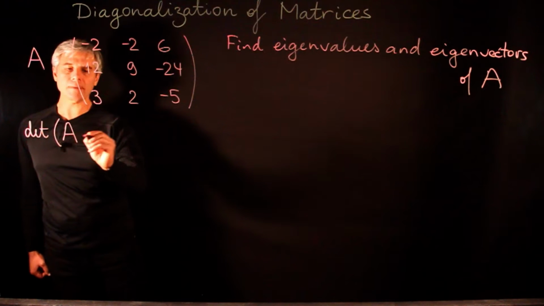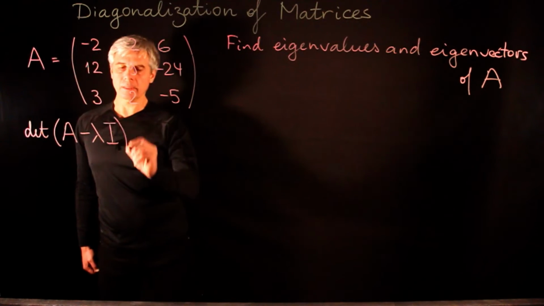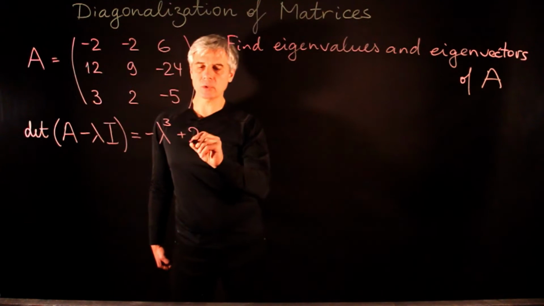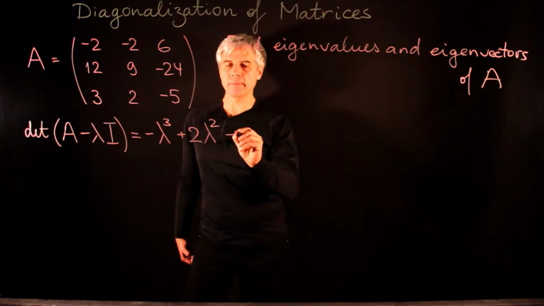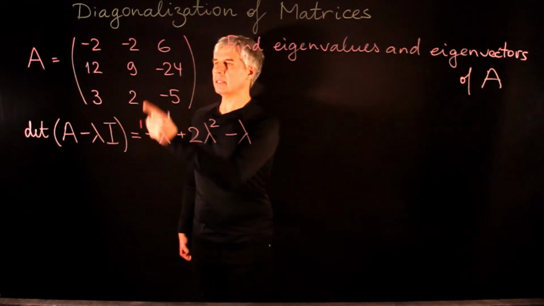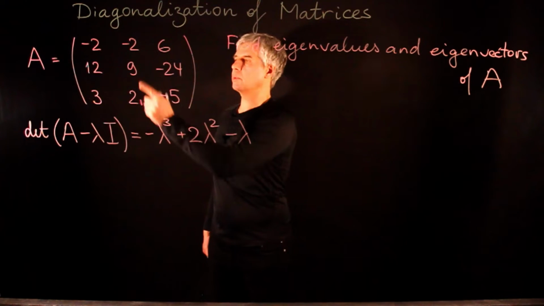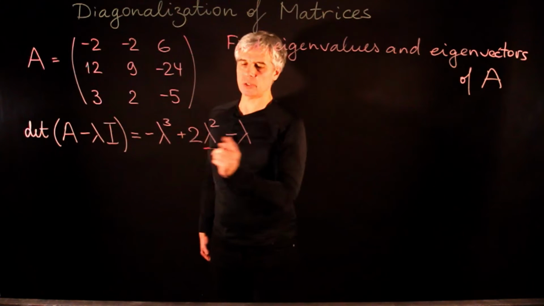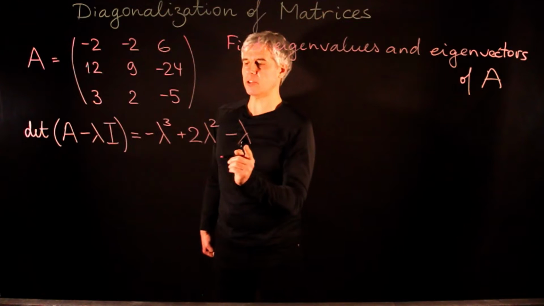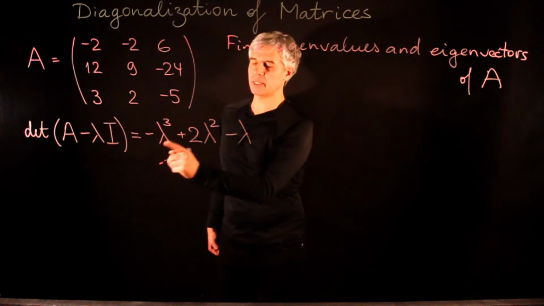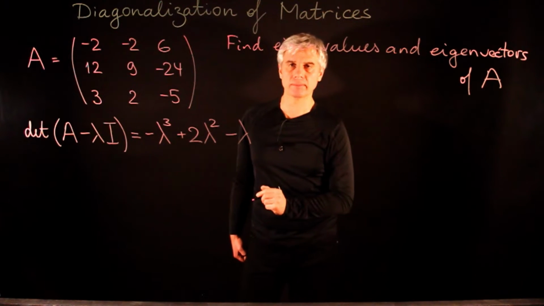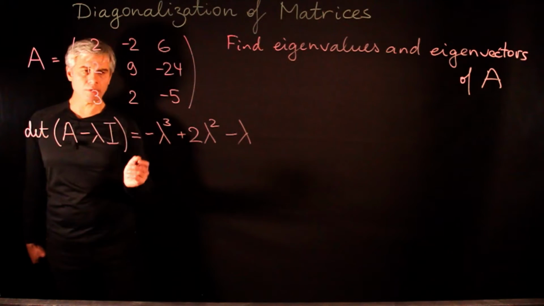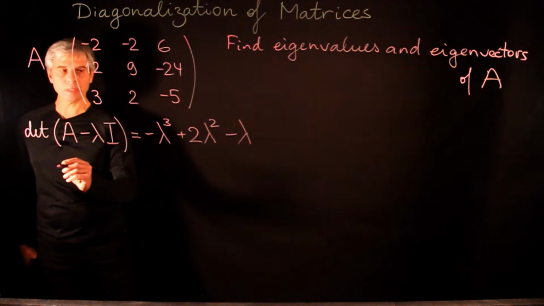So the determinant of A minus lambda I is equal to minus lambda cubed plus 2 lambda squared minus lambda. It is straightforward to compute the characteristic polynomial of a matrix, and I just don't want to spend time in this lecture verifying that this matrix does have this characteristic polynomial. When we find eigenvalues and eigenvectors of a matrix, the first step is solving the characteristic equation.